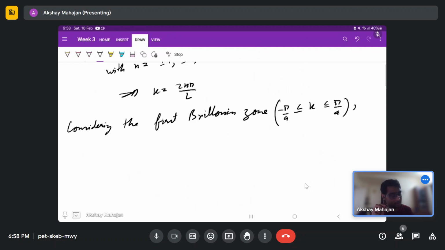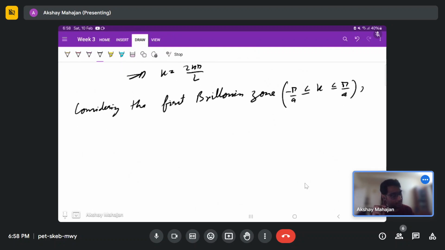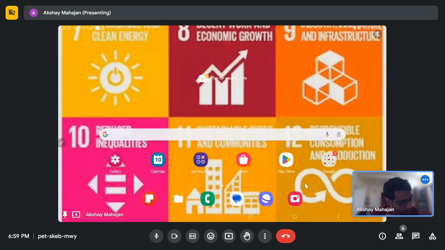I guess it will be discussed more next week, but this was mentioned in the lecture as well: the first Brillouin zone for a 1D case is between k equals minus pi by a to pi by a. So the maximum value of k is pi by a, basically.